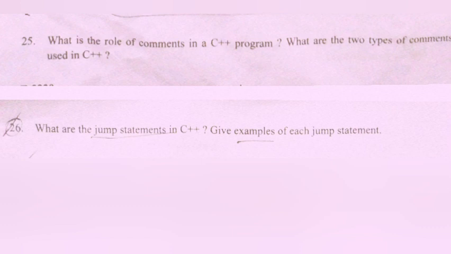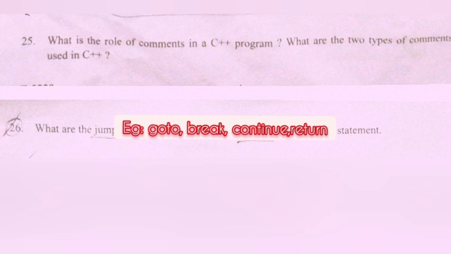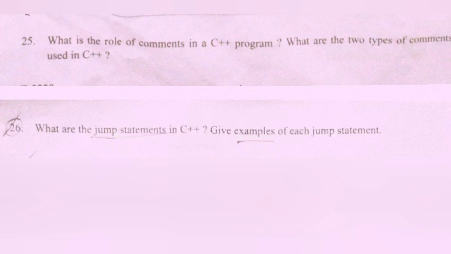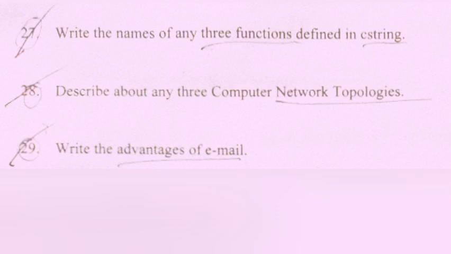26. What are jump statements in C++? Give examples of each jump statement. Answer. Jump statements are used to transfer the program control from one place to another. Example, goto, break, continue, return. 27. Write the names of any three functions defined in C string. Write any three. 28. Describe about any three computer network topologies.